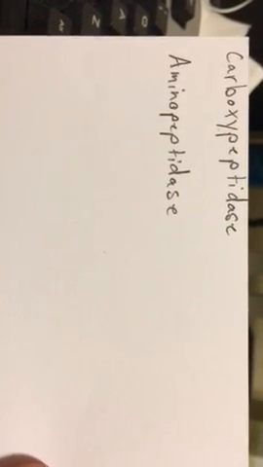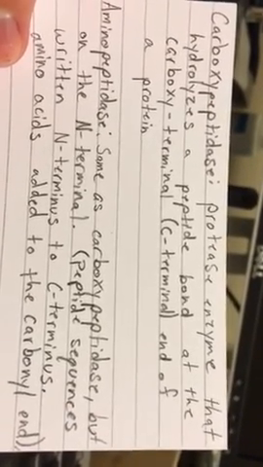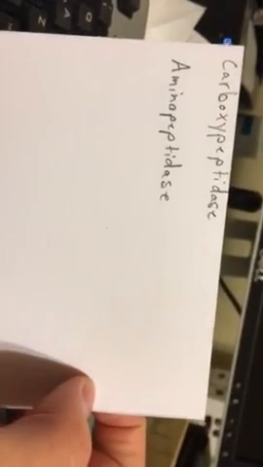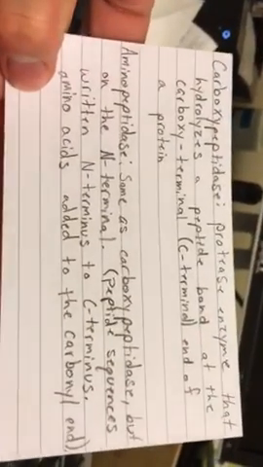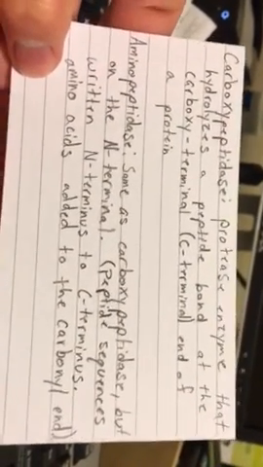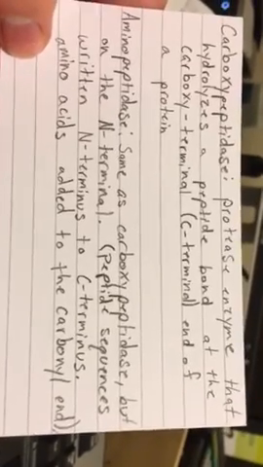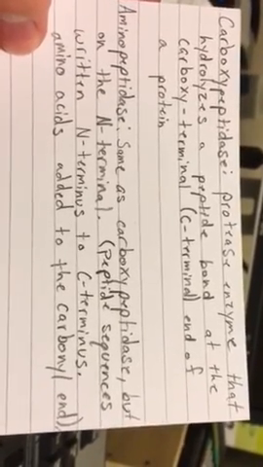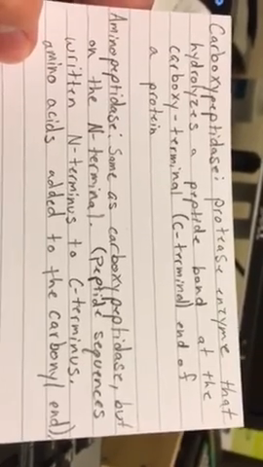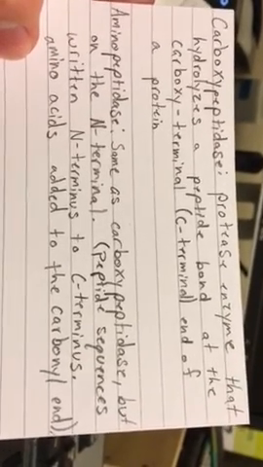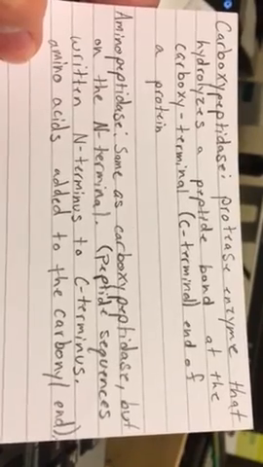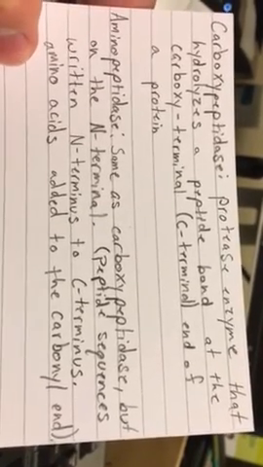Carboxypeptidase. Carboxypeptidase is a protease enzyme that hydrolyzes a peptide bond at the carboxy terminal, C-terminal end of a protein. Aminopeptidase. Aminopeptidase, same as carboxypeptidase, but on the N-terminal. Peptide sequences are written N-terminus to C-terminus. Amino acids are added to the carbonyl end.